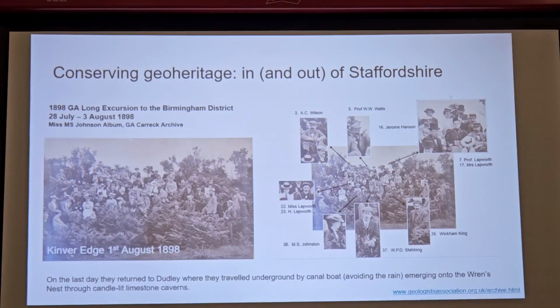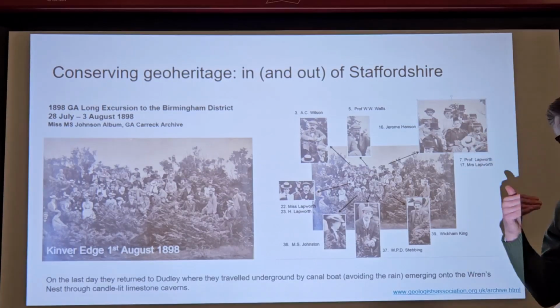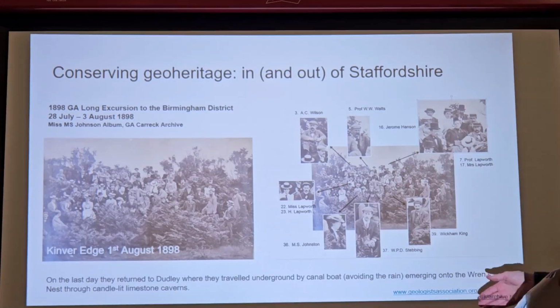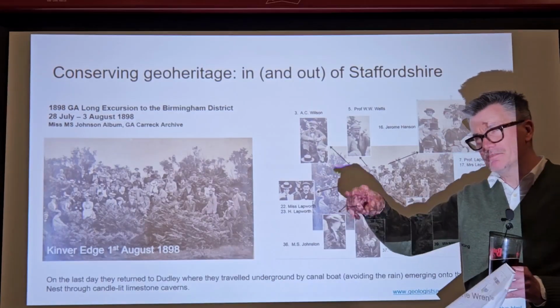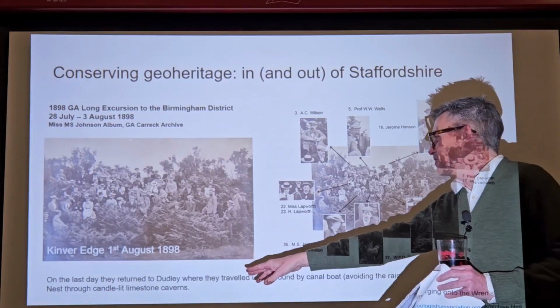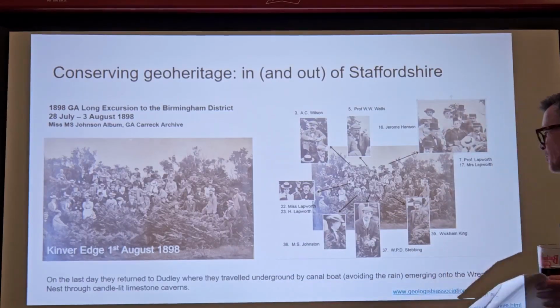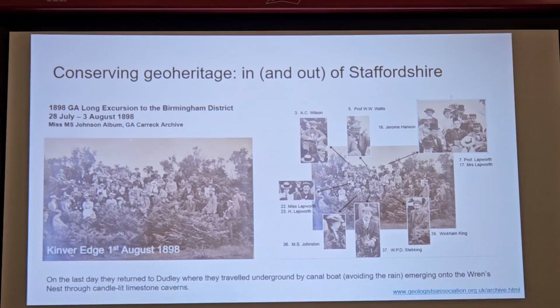But also, when they went to Birmingham, they couldn't resist it, could they? They came to Dudley. And if you look at the account, there's a beautiful account which I précis here, because they came to Dudley, they went to the Wren's Nest. On the last day, they returned to Dudley, so implied they'd been there before, where they travelled underground by canal boat, avoiding the rain, and emerging into the Wren's Nest through candle-lit limestone caverns.